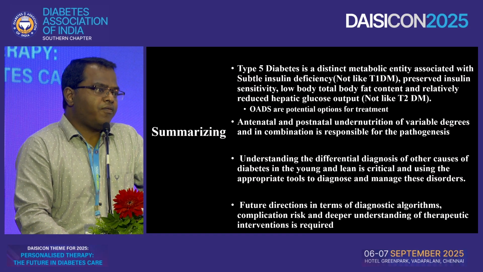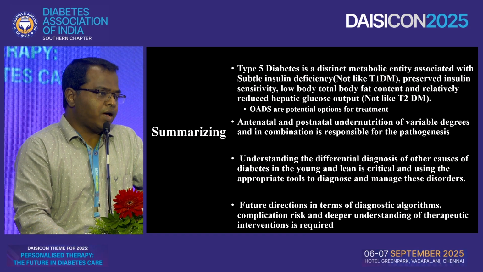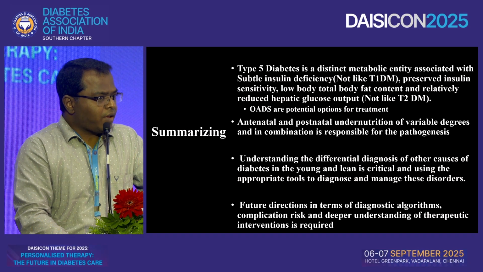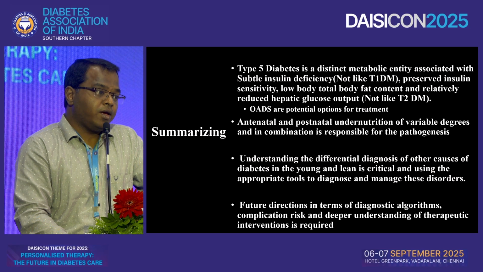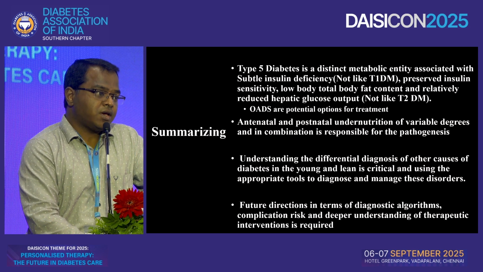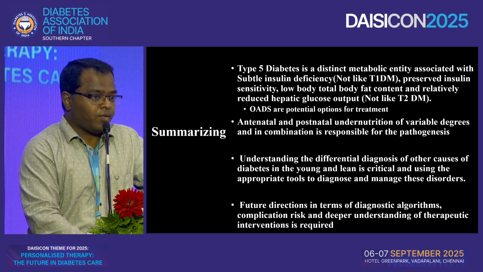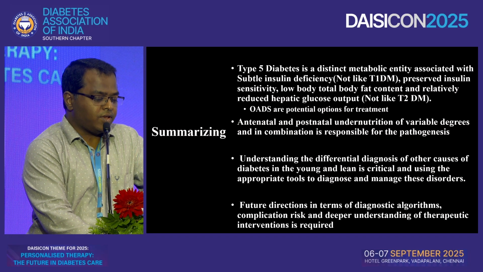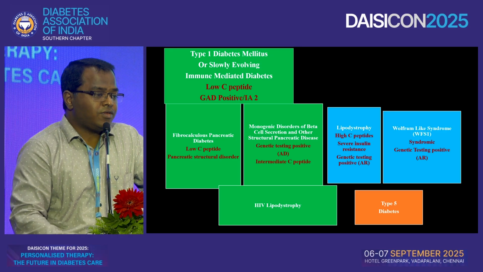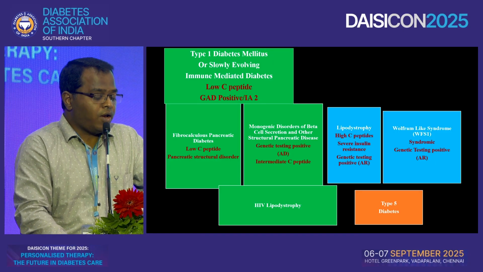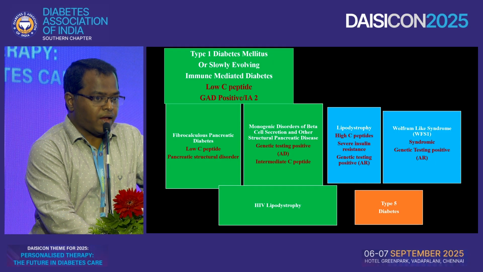But one should not forget the differential diagnosis which I mentioned in the past, because still it could be type 1 diabetes in the honeymoon phase, a monogenic diabetes, a Wolfram-like syndrome, LADA, or could be anything, even HIV-related lipodystrophy or a lipodystrophic diabetes. Rule out all the causes, and if you are able to rule out, look for type 5 diabetes and treat with OADs. And we need a lot of future algorithms to really focus on this and the therapeutic intervention as well. This is to put it in a nutshell for type 5 diabetes. If you're able to rule out all, probably you need to look at this as a diagnosis and treat.